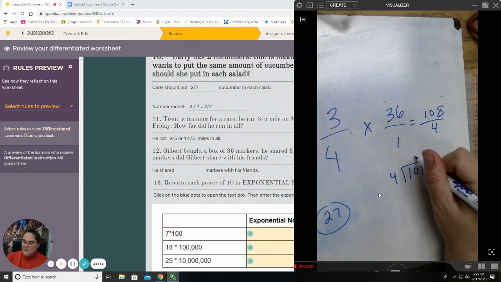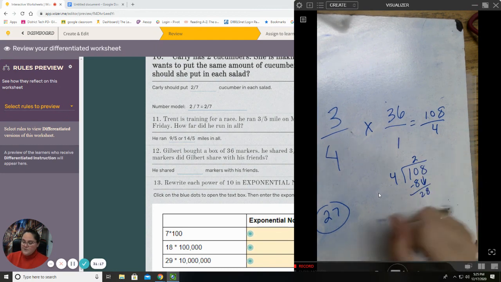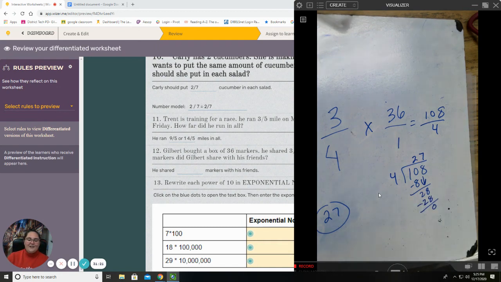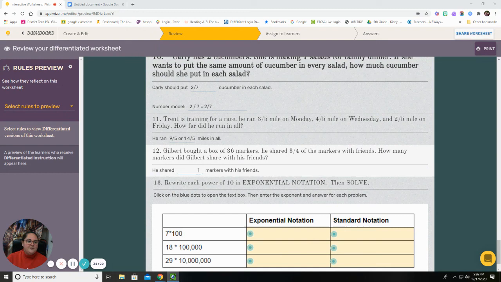4 goes into 10 2 times. 2 left over. 4 goes into 28 7 times. None left over. Your answer for this one would be 27. So how many markers total did he share with his friends? He shared 27 markers. That means he kept the rest to himself.